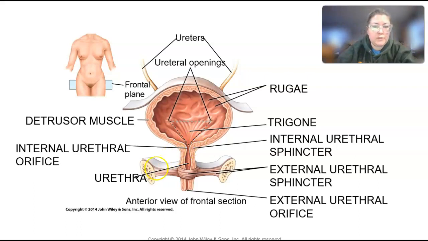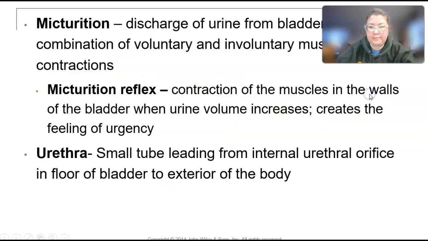So you'll also notice that the urethra has an orifice, which is the opening, and a sphincter, which is that circular muscle that will open and close at its beginning and at its end. And so the one at the beginning is called the internal, and the one at the end is called the external. So just that tube in between is known as the urethra.